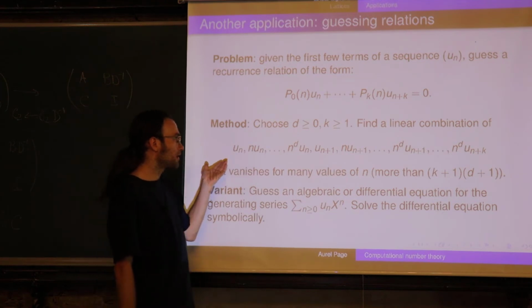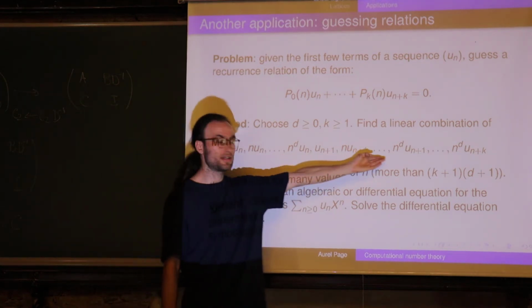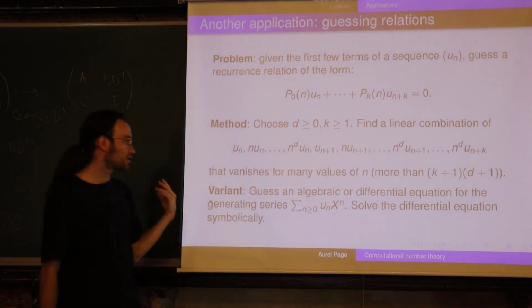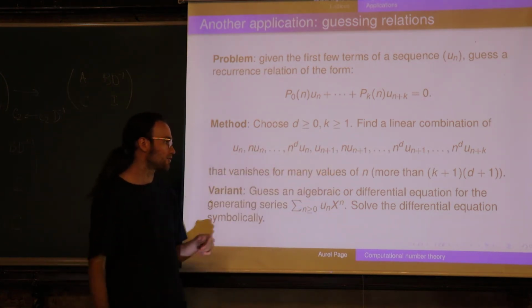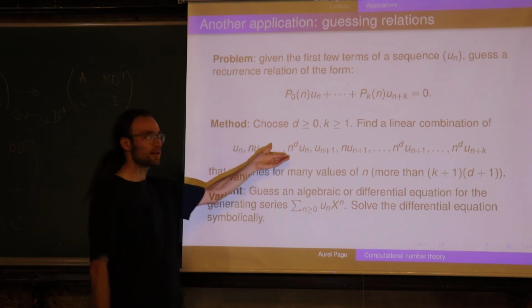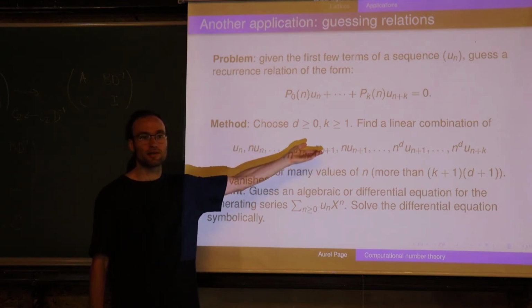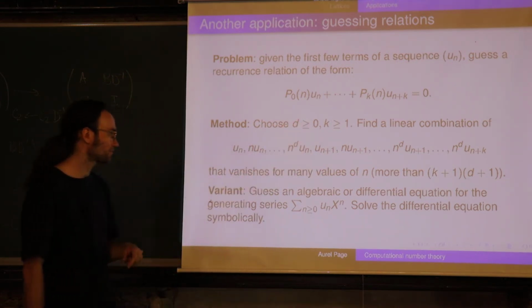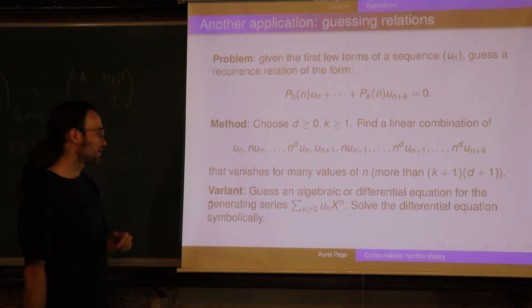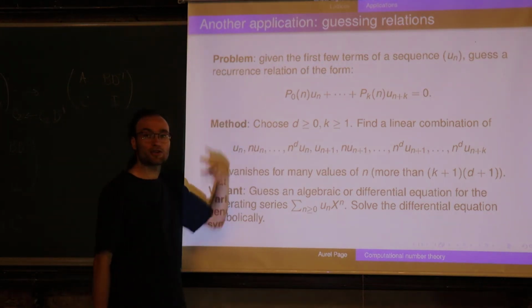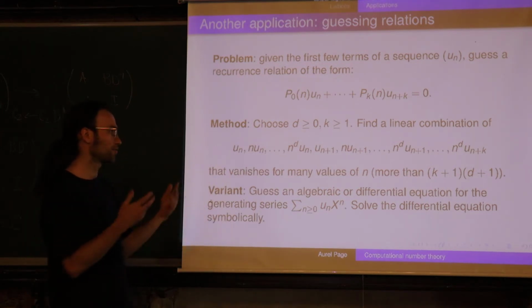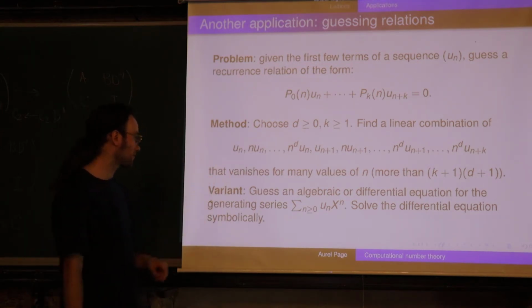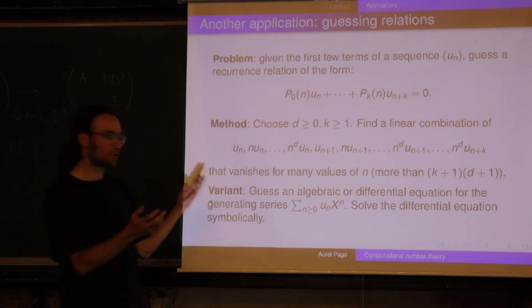And you simply look for linear combinations of all of these terms that is actually satisfied for many values of n. You're given sufficiently many values of n, and you want to make this an over-determined system, otherwise it's completely useless. And that gives you a guess for a relation of this type. And then depending on the context, you can prove it or do something else with it. So there are various variants of that.